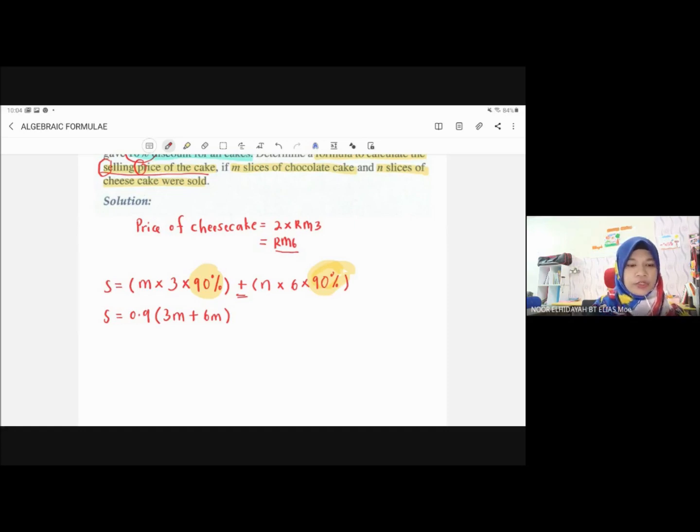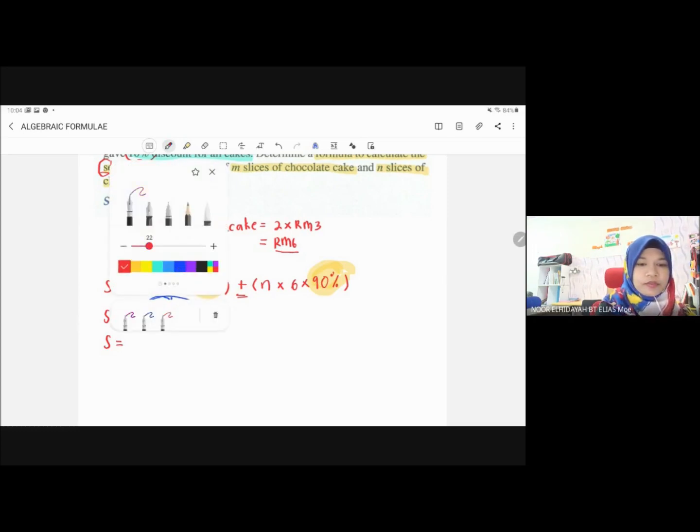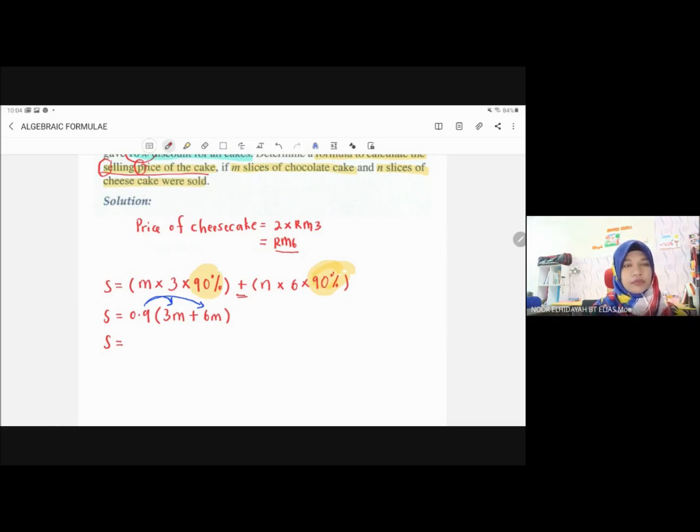Here you have S equals 0.9. Now we expand this. What we have now is 0.9 multiplied by 3M, which is 2.7M, plus 0.9 times 6. What is 0.9 times 6? 0.9 times 6 is 5.4. Oh, sorry, here I wrongly wrote it; it should be n.